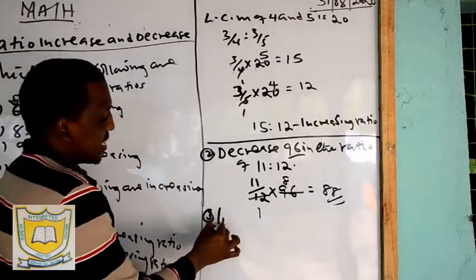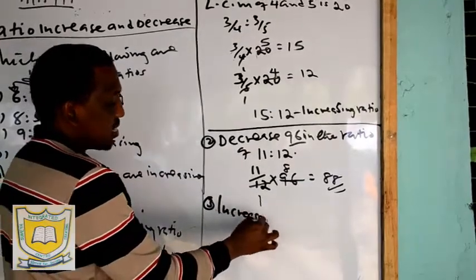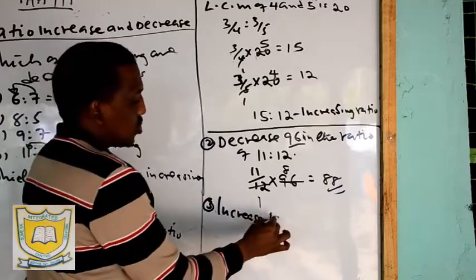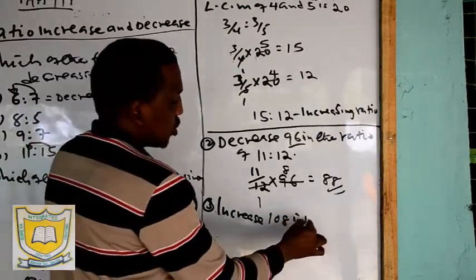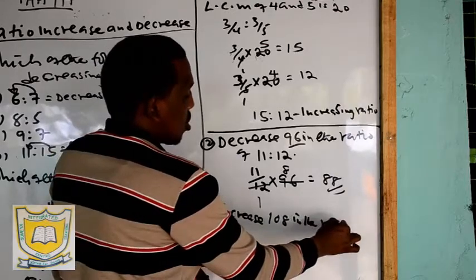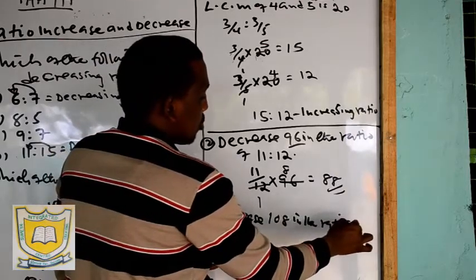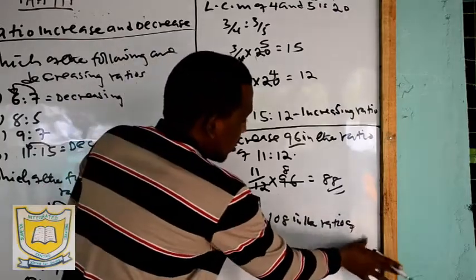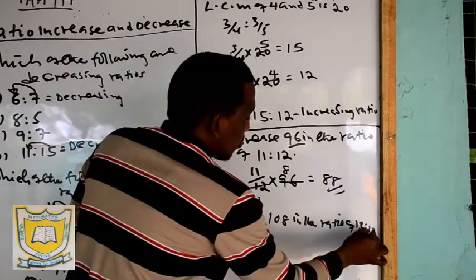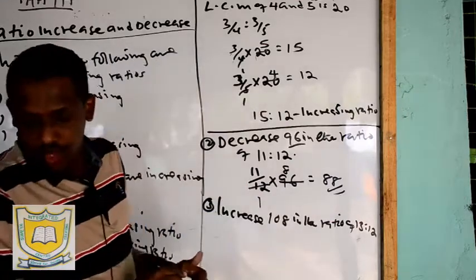You are told, increase 108 in the ratio of 13 to 12.